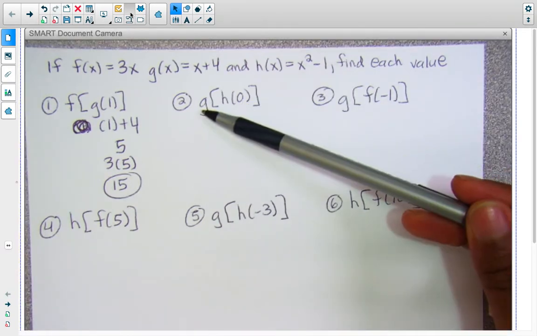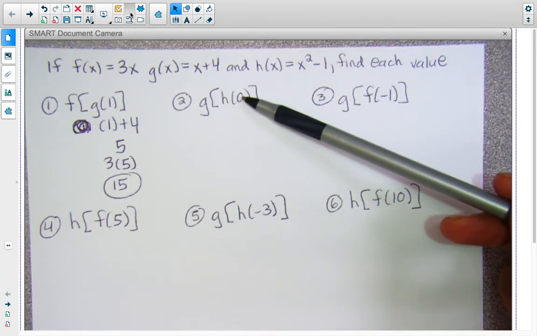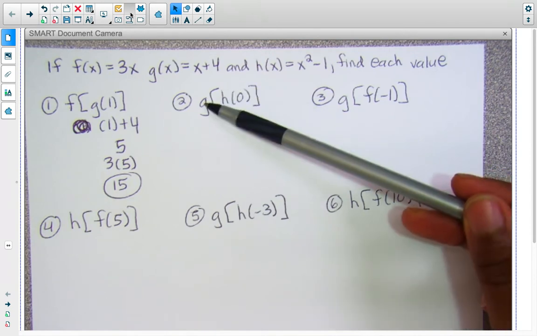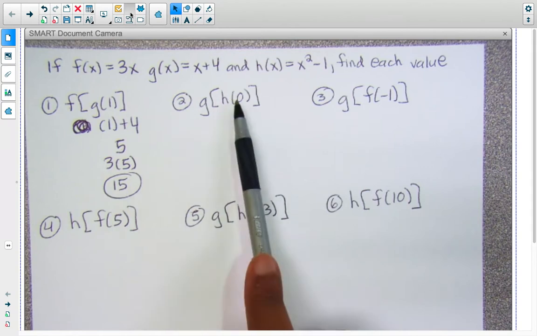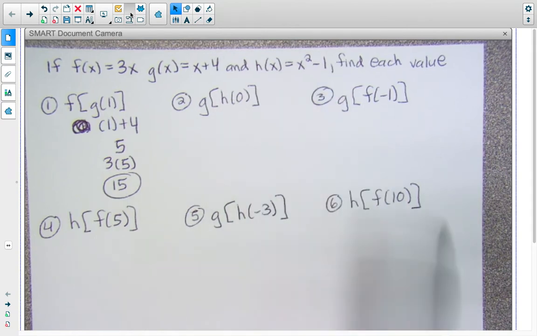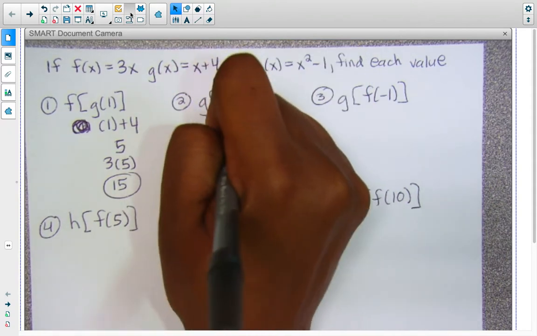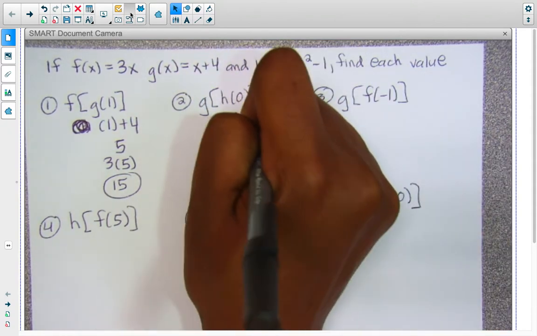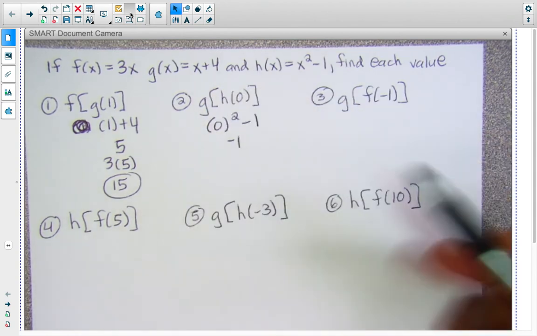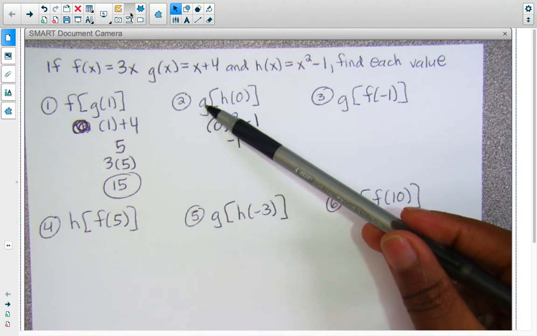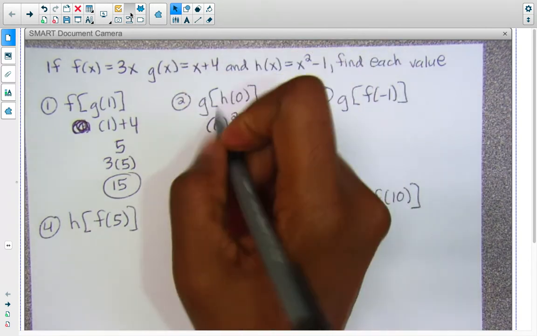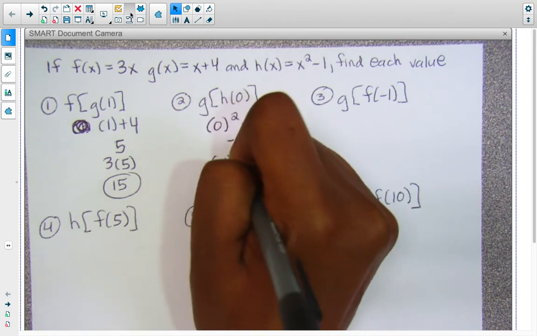This is g of h of 0. We're going to take 0, substitute it into h, and then take that number and substitute it into g. So we're going to take 0 and substitute it into this equation right here. We no longer have x, so we're replacing x with the number 0. Calculator or mental math, this is going to give you -1. Now take -1 and substitute it into g. So this is what g is equal to right here, x plus 4. So we're going to be doing -1 plus 4.